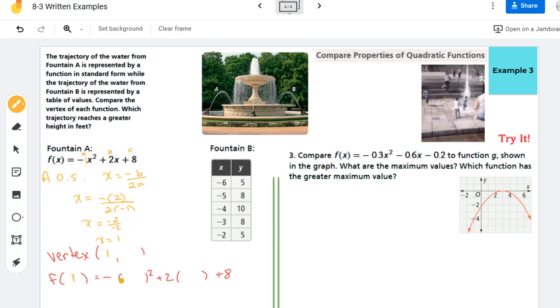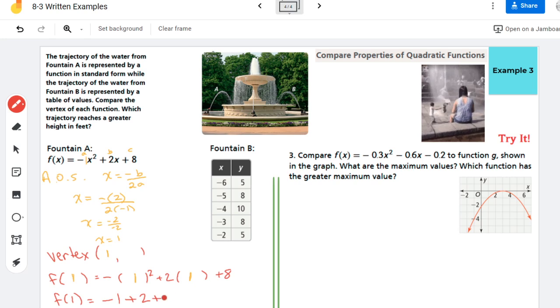And so I'm going to take that 1 and plug it in everywhere I see an x in my function. That'll help me find the y value of my vertex. For this first term, 1 squared is 1, and it has a negative in front of it, so I get negative 1. 2 times 1 is 2, and then that 8 comes down. Now I just have to collect my like terms, and I get that this one has a maximum height of 9.